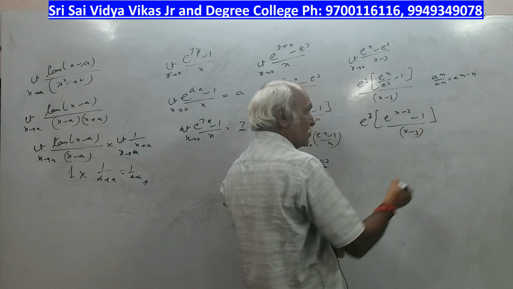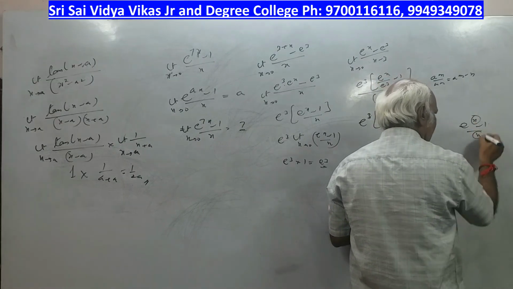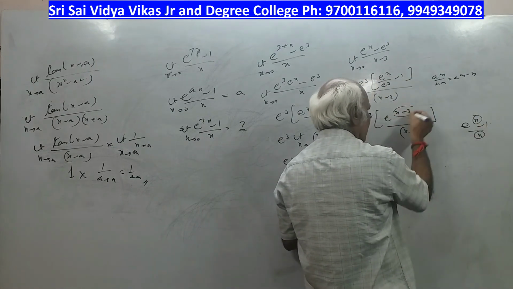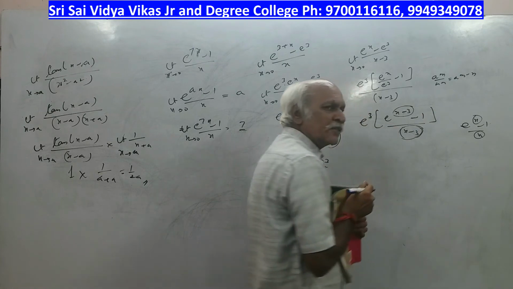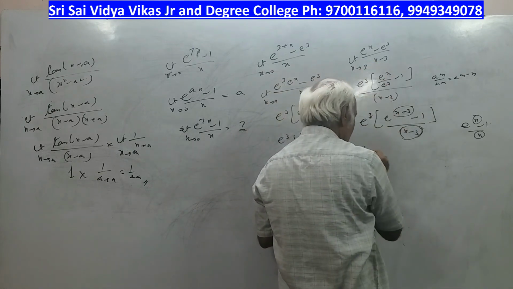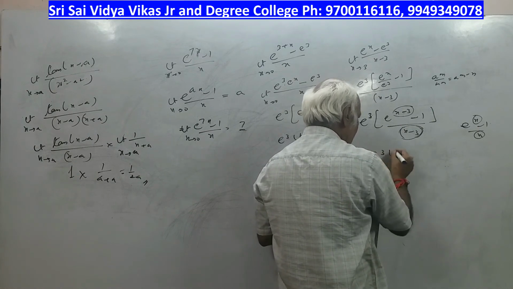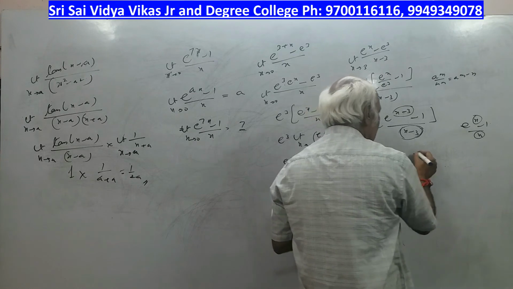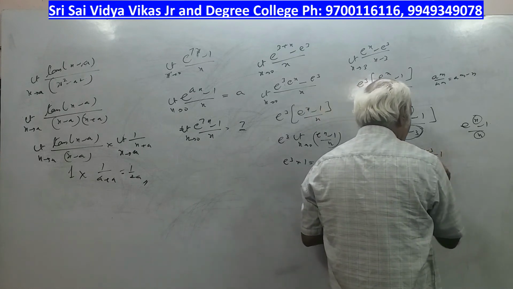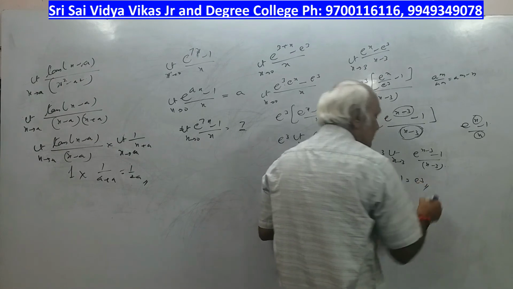So very, very important, remember here e power x minus 1 by x. Here x is there. For example, here x minus 3 is there, here also x minus 3 is there, same thing. So here x tends to 3. So limit x tends to 3, e cube stays as it is, limit x tends to 3, e power x minus 3 minus 1 by x minus 3. So e power 3 into 1, e power 3.